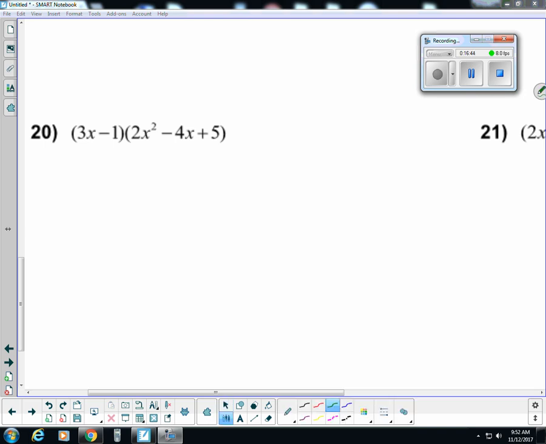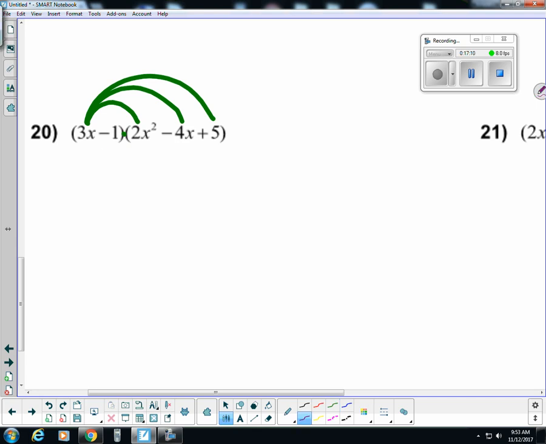So number 20, I have multiplication. Okay, I'm multiplying 3x minus 1 times 2x squared minus 4x plus 5. So I have a binomial times a trinomial. Now when this happens, you're going to use the distributive property, and you're really going to use it 2 times. Okay, the first time you're going to take this 3x, and you're going to distribute it to all 3 terms of that second polynomial or of that trinomial. And then you're going to take negative 1 and distribute that to all 3 of those terms.